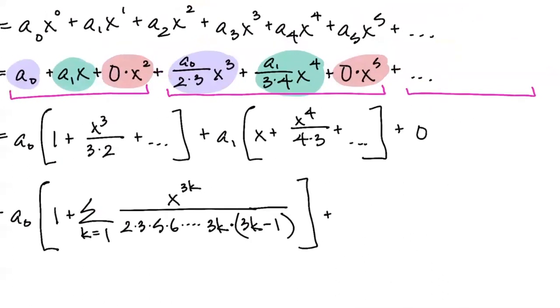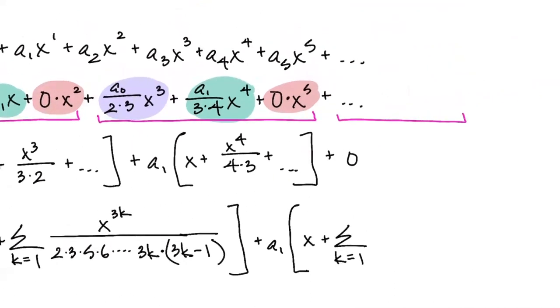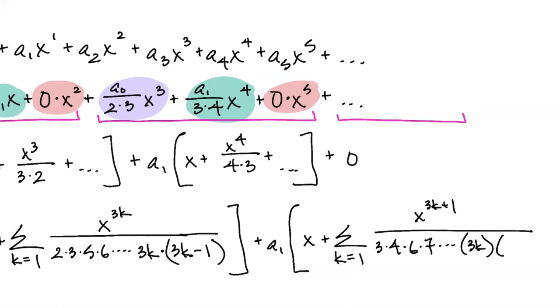Then we do the same thing for the a sub 1. And again, we can keep the x out in the front and just start our series from k equals 1. And we grab the generalized form over there, which was the x^(3k+1) all over. And we start with 3 times 4, we skip 1 times 6 times 7 times 3k and 3k plus 1.